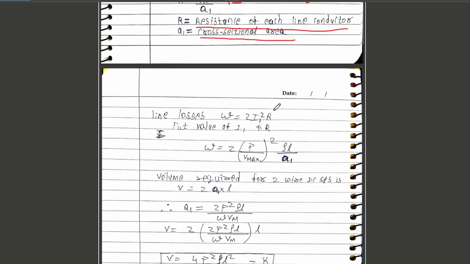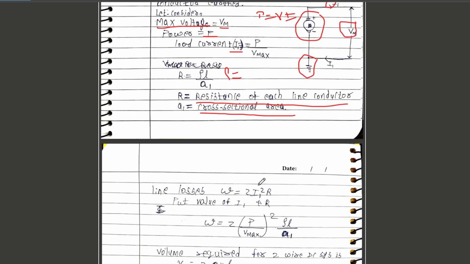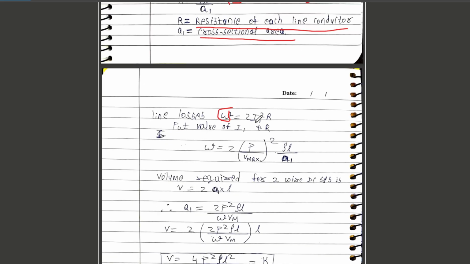Now, in every system there is a line loss. We represent line loss by omega, which is 2 I square R, in which I is I1, since for the two-wire system we consider current as I1. So 2 I1 square R. Let's put the values of I1 and R in this equation. Then omega is equal to 2 (P by Vmax) the whole square times rho L by A1.